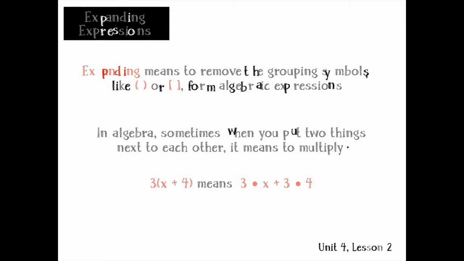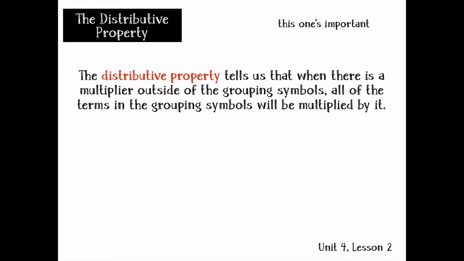So this is what the distributive property is. You might want to take a second and write this down. The distributive property is a property that tells us that when there's a multiplier on the outside of the grouping symbols, all the terms, every one of them that's inside the grouping symbols, is going to be multiplied by that multiplier. And again, if you need time, just pause this and write this down. But here's a really clear example.